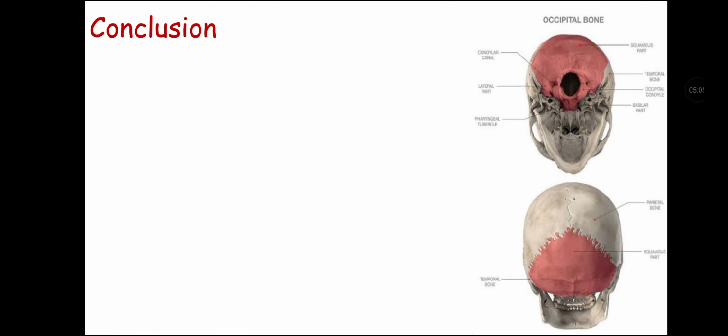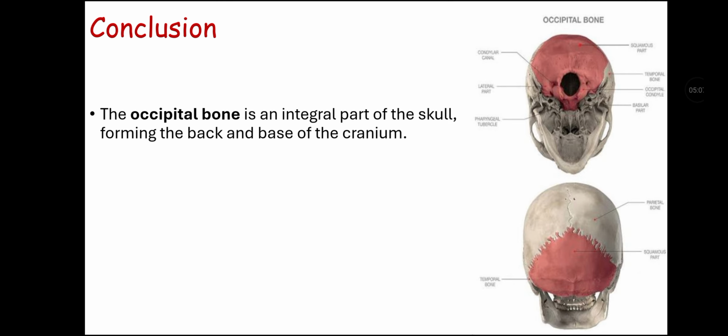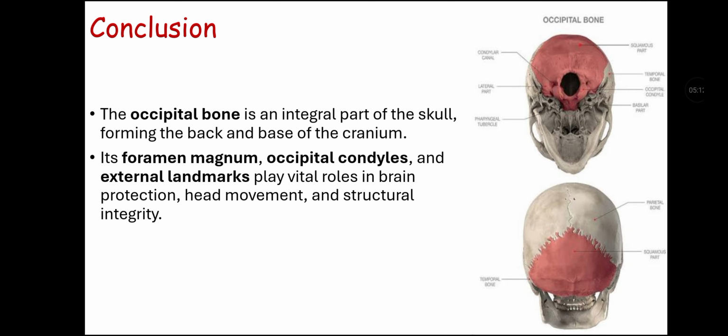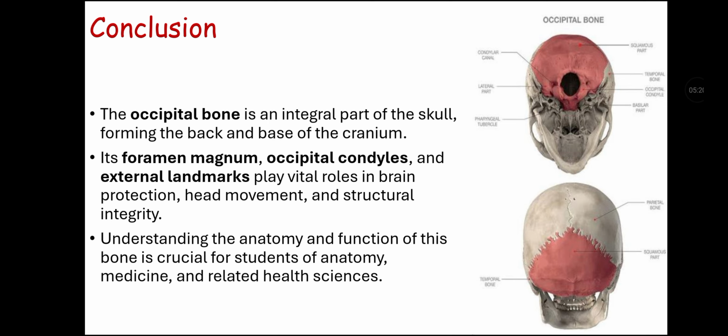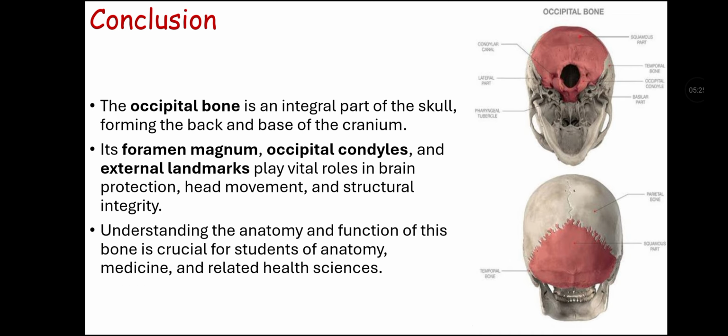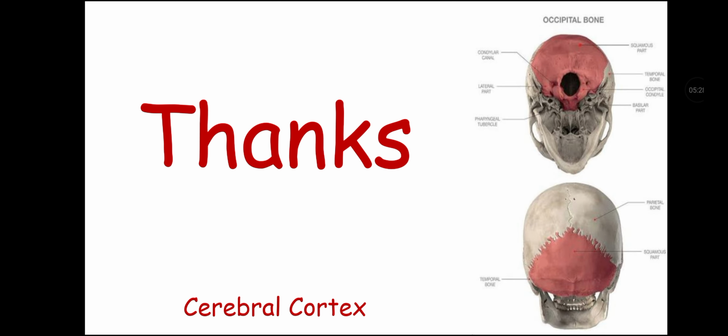Now let's talk about conclusion of this lecture video. Occipital bone is an integral part of skull forming the back and base of the cranium. Its foramen magnum, occipital condyles, and external landmarks play a vital role in brain protection, head movement, and structural integrity. Understanding the anatomy and function of this bone is crucial for students of anatomy, medicine, and related health sciences. And this was all about occipital bone.